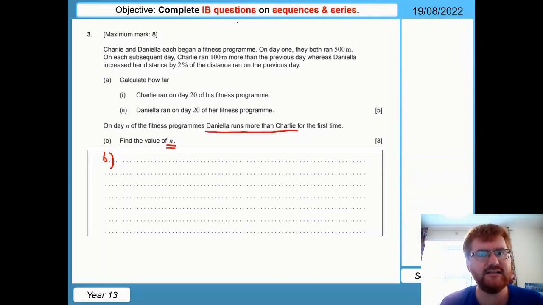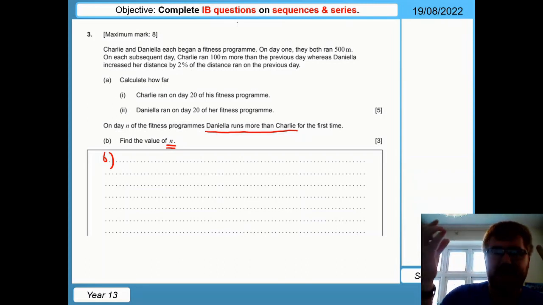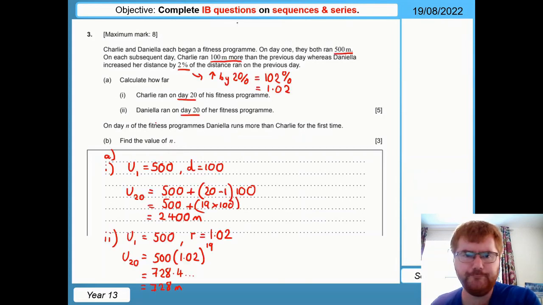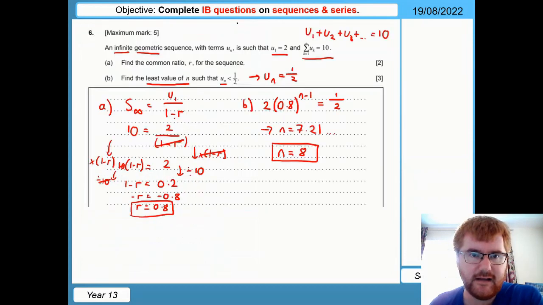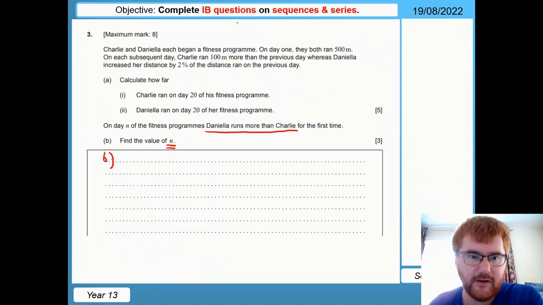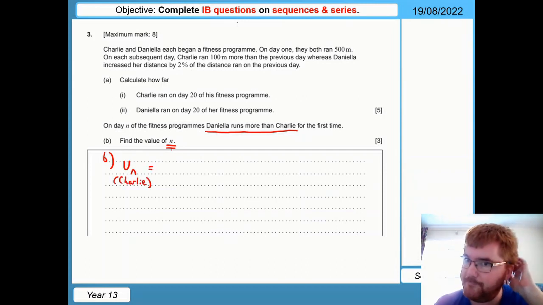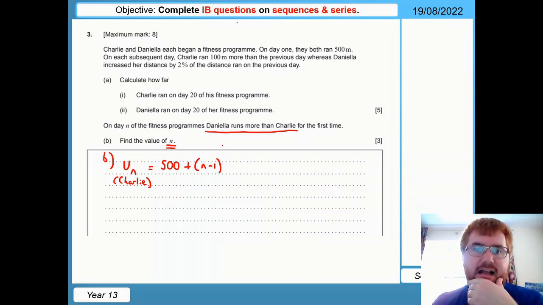Essentially, what we want here is to make the nth term of Charlie's running the same as Daniela's nth term. So how do we do this? We're going to use the two formulae from before. So if we go back, we're going to use this formula first of all. So U_N, this is for Charlie, it's going to be equal to U1, so that's equal to 500, plus N minus 1. This time we don't know what N is, that's what we're trying to find. And the difference is 100, so we pop that in.